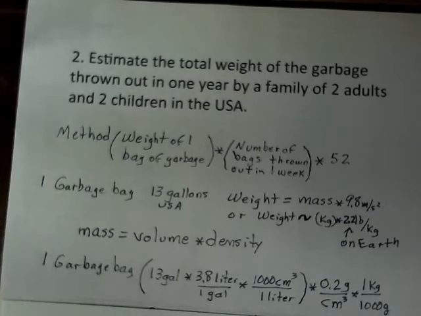In this first parentheses here, we have the volume calculation, 13 gallons. Switching this to the metric system, 3.8 liters for 1 gallon, and then 1,000 cubic centimeters for 1 liter. I'm headed this way to produce the volume in metric units, and then we're going to take that volume times a density. And I'm guessing here that the density of a full bag of garbage is 0.2 grams per cubic centimeter, so this would float.